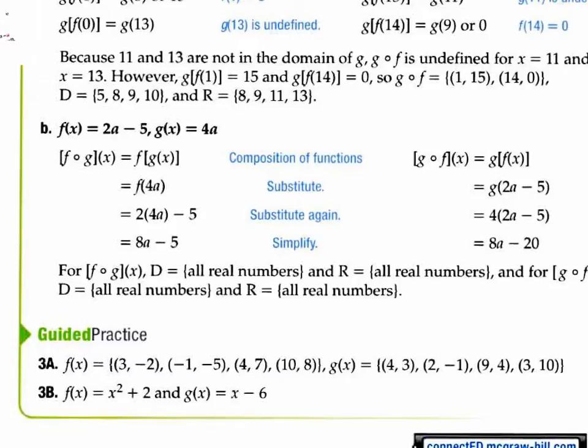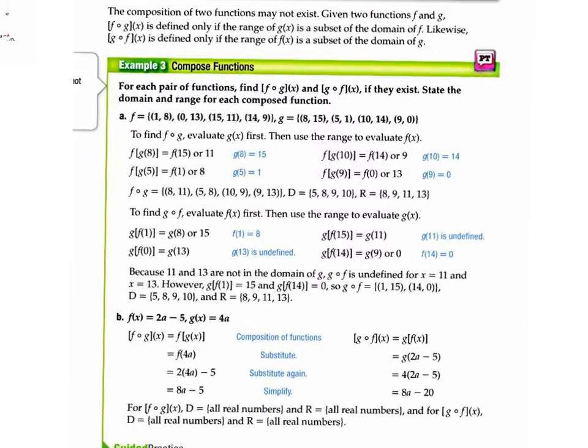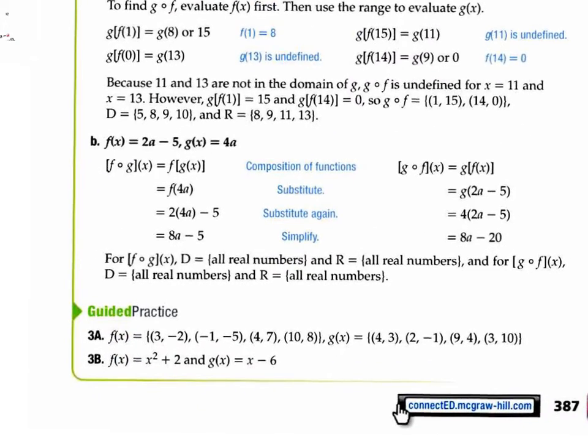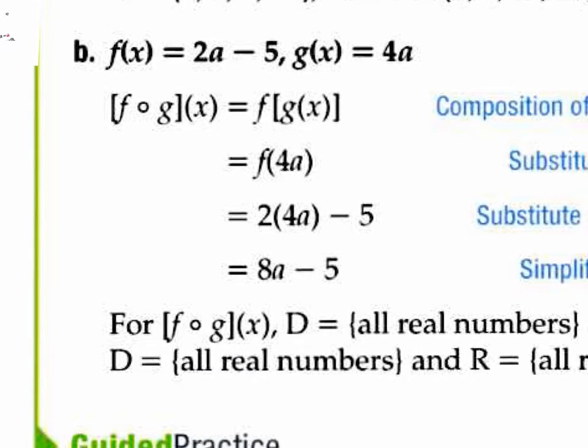Now, the most interesting part of today's lesson, when we're doing different operations with these functions, is when we end up with something like this. They give you an f of x function, 2a minus 5, and a g of x function, which is 4a. Now notice, this looks like a multiplication, but it's not. It's actually an open circle. This is called fog notation. When you have an open circle, it's saying f of g of x. This little circle, most of the time I won't even use it, I'll use this.